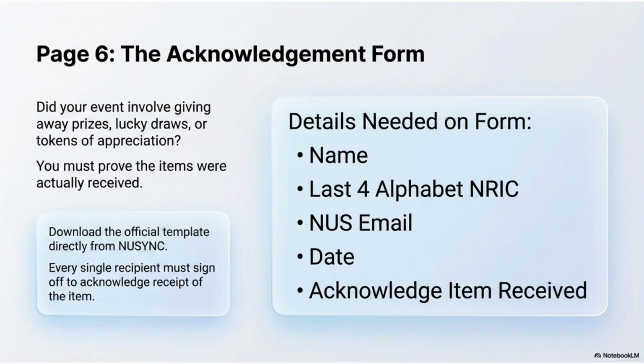As we near the bottom of our stack, we arrive at page 6, the acknowledgement form. Now, this is only necessary if your event involved giving away physical prizes, running a lucky draw, or handing out tokens of appreciation. If you handed out physical items, you must mathematically prove those items were actually received by the attendees. You have to download the official template directly from NUS Sync, and every single recipient must sign off with their name, the last 4 characters of their NRIC, and their NUS email.